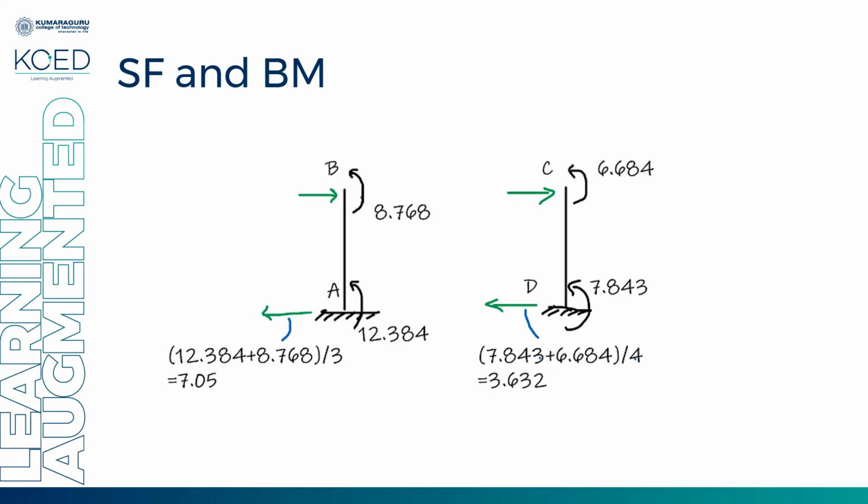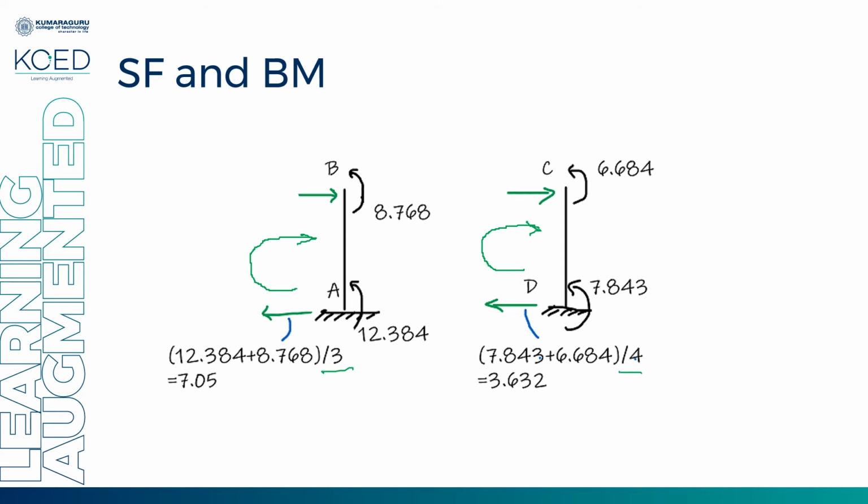With these balanced induced moments, I will find the support reactions and the shear forces for the columns. And you can see for the column AB, the moments acting at A and B both are in the anti-clockwise direction. So the direction of the reaction at A and the shear at B must be in clockwise direction. Similarly, for the column CD, the moments at D and C both are acting in anti-clockwise direction. So the direction of the reaction at D and shear force at C should act in the clockwise direction. To determine the magnitude of these forces, I will distribute the sum of moment over the span.